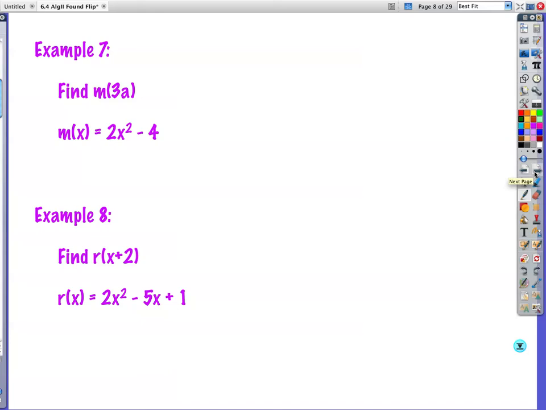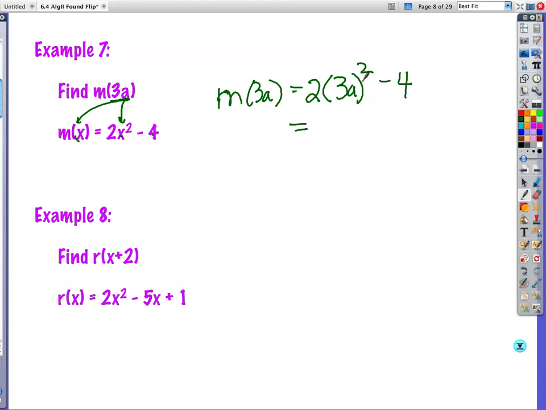All right, then they get more complicated. Okay, you're like, that's not so bad. Well, the only thing is now we got a function. Instead of writing x in my function, oh, there's the only x I have. I'm going to write 3a. So now I'm going to write m of 3a is equal to 2 times 3a squared minus 4. Oh, but wait. 3a squared happens first. So I really have 2 times 9a squared.